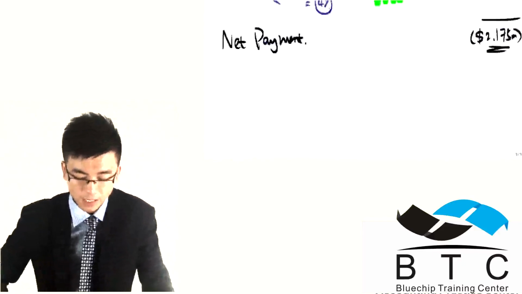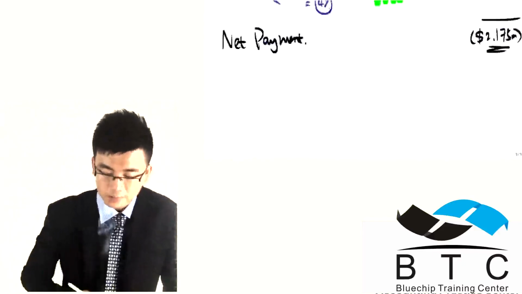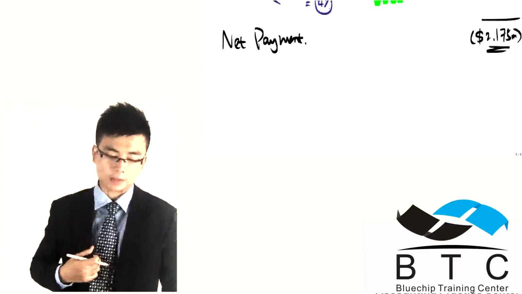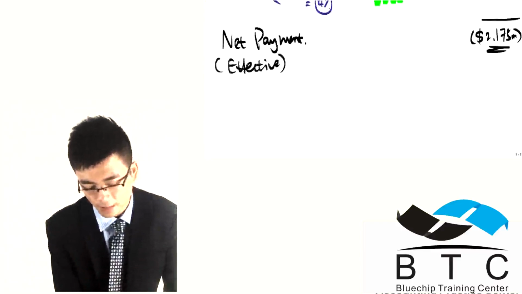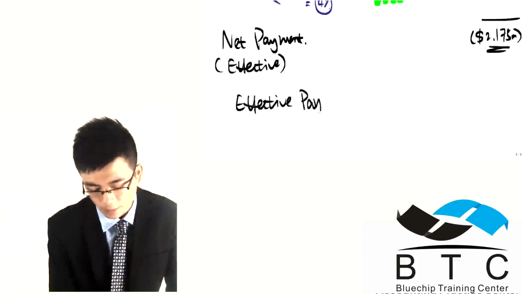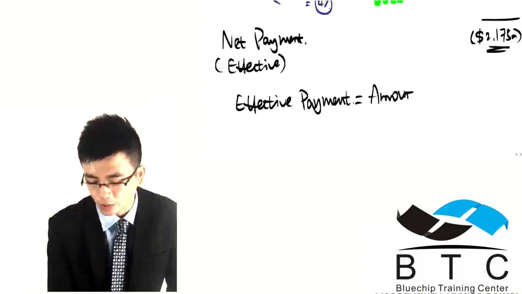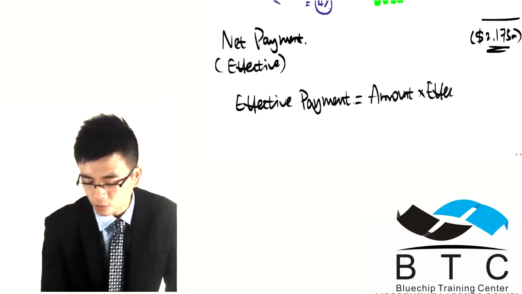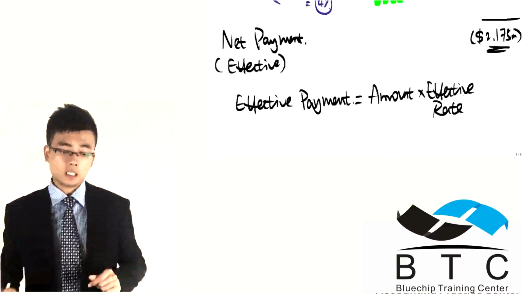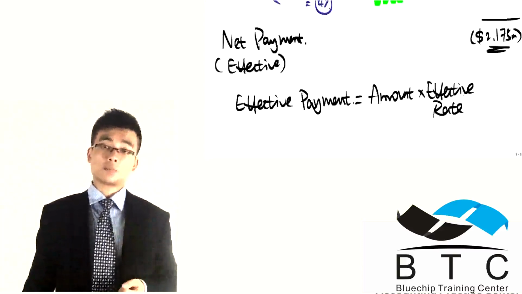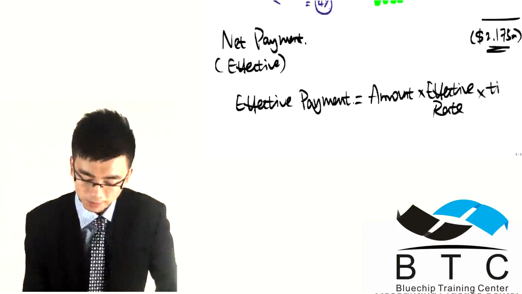Just to show you here, the net payment over here, the effective payment, is also called the effective payment. So the effective payment will equal the amount we're going to borrow or deposit multiplied by the effective rate, multiplied by the time we're going to borrow money for, the duration of the loan or something we have deposited, the time period.